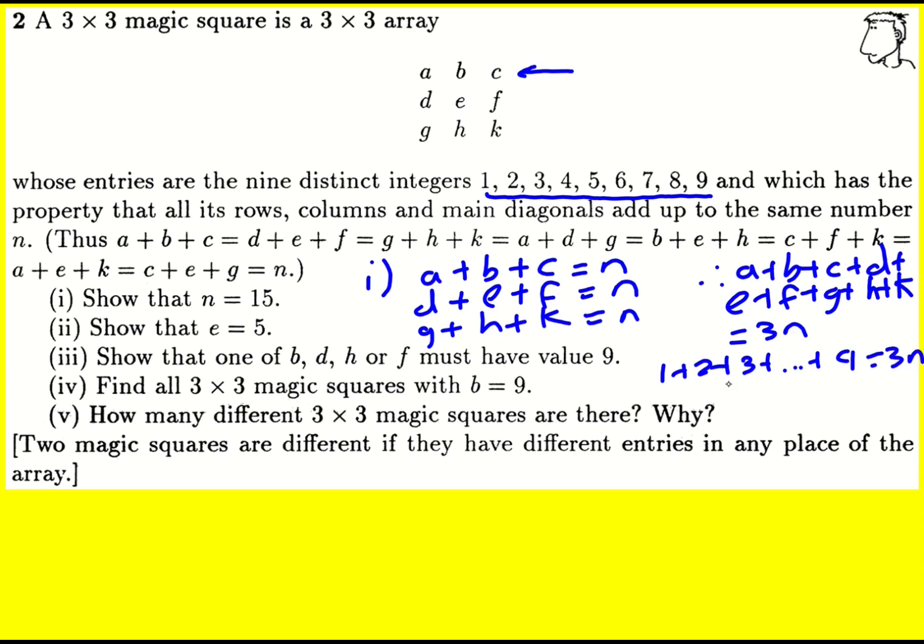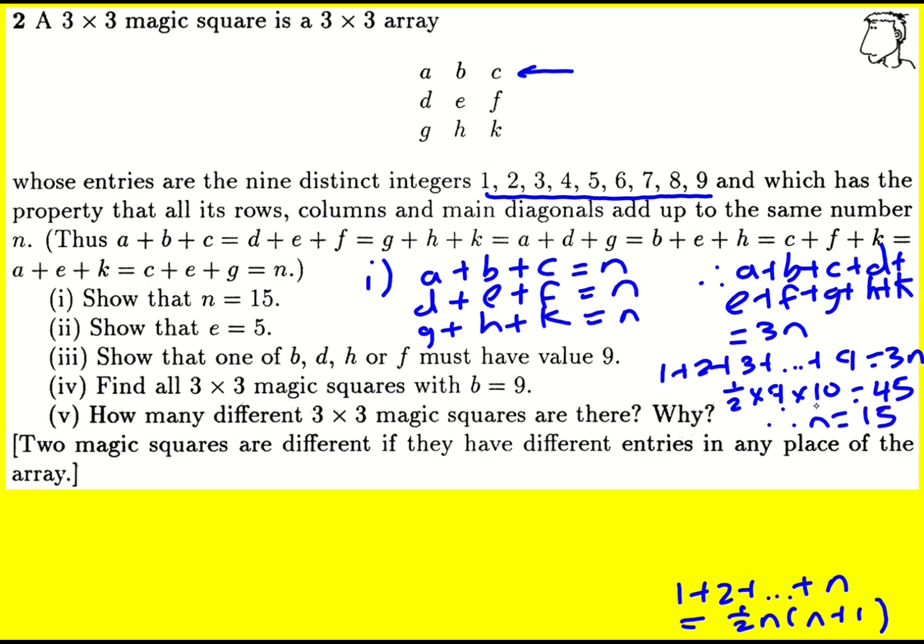You can add them up by hand, or you can use the triangle number formula, a half times n times n plus 1, which is going to be 45. 9 times 10, 90. Divide by 2, 45. Divide by 3 to get n. N must equal 15. So if a magic square is possible, then the magic number has to be 15.